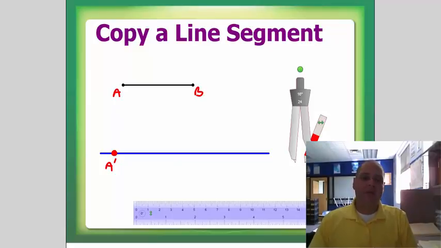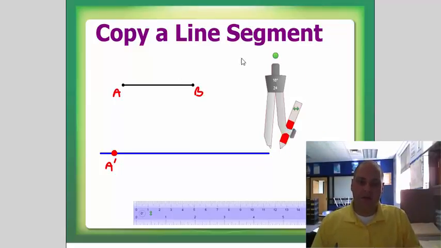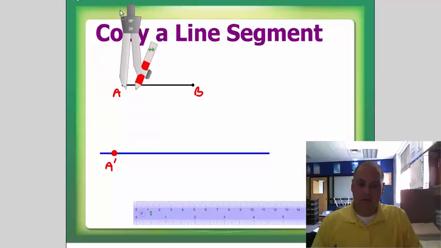Now I need to copy B. Well, it's actually very simple. You take your compass, put your compass point on A. See how that goes? The point of the compass, that's called the compass point, and then this is the pencil. So compass point on A, pencil on B.